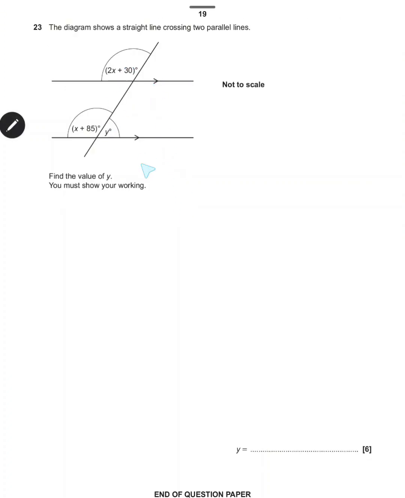Final question, we've got an angles question with algebra involved, nothing to fear here. If you can see that those 2 angles are the same, because we're looking at parallel lines, then we can get a mark just for writing that. If you just write 2x plus 30, the top angle, equals x plus 85, the bottom angle, you're going to get a mark just for spotting that and being confident enough to write it.